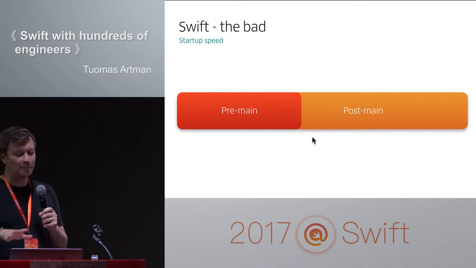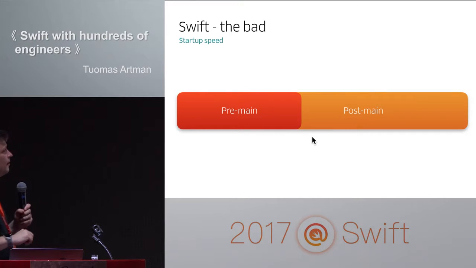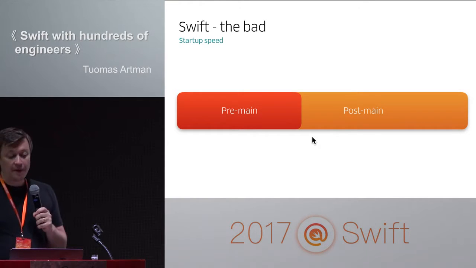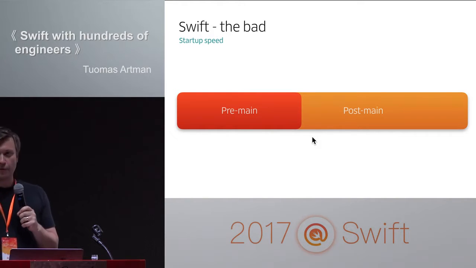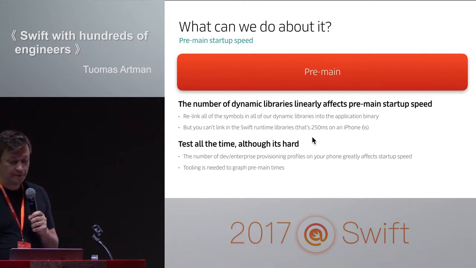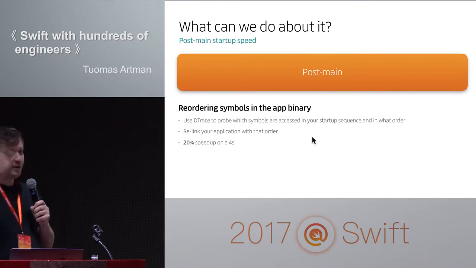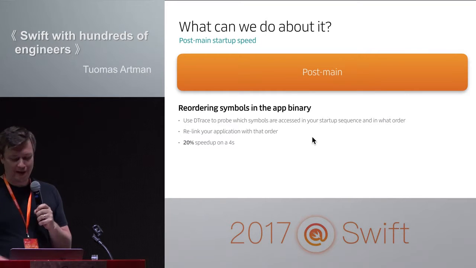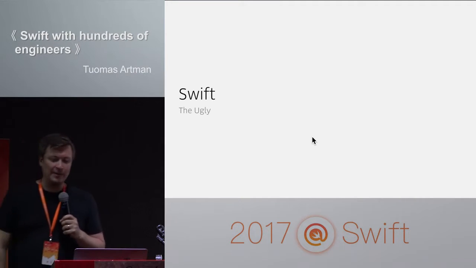I'm running a bit short on time, so I'm going to skim over these very quickly till I get to the last section. Another bad thing about Swift is startup speed. You incur a cost by loading up your dynamic libraries, and that can be painful because the Swift standard libraries essentially take 250 milliseconds to load pre-main. And there are things you can do about post-main that we had a good understanding of. So sorry about skipping this. I want to get to the ugly, because this is also the meat of the presentation.